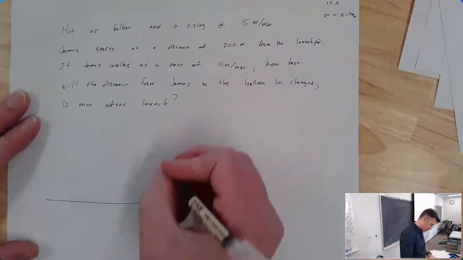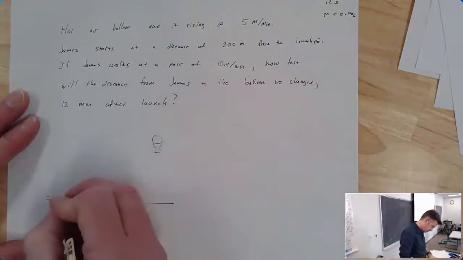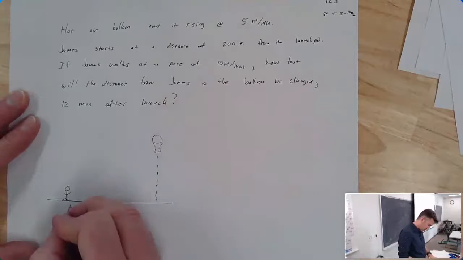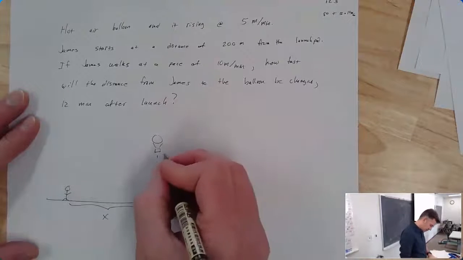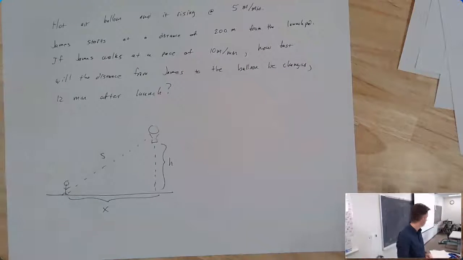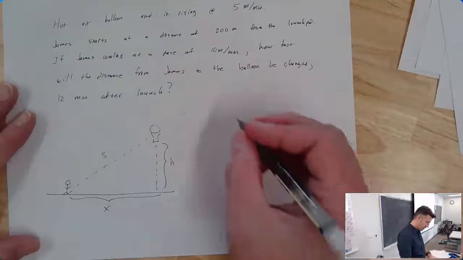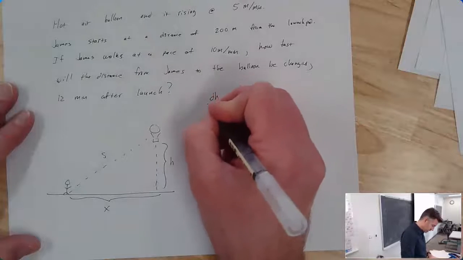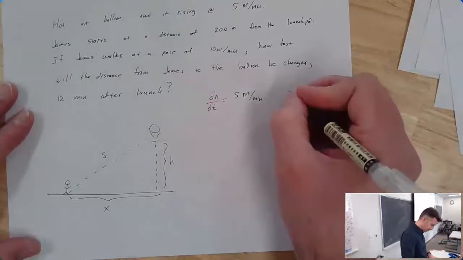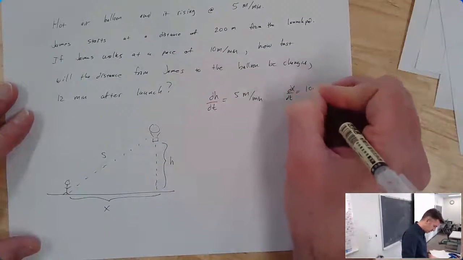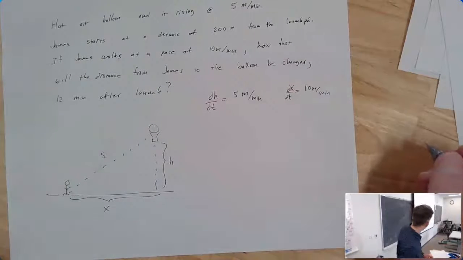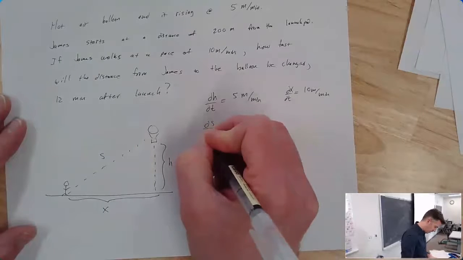So ground, hot air balloon, me. But now everything is changing. This distance x is changing. This distance h is changing. This distance from me to the hot air balloon is changing. And I am given both: dh/dt is still 5 meters per minute. I'm also given dx/dt. dx/dt is 10 meters per minute. Yeah, I think I've figured out the right numbers here. And ds/dt is what I want to know.